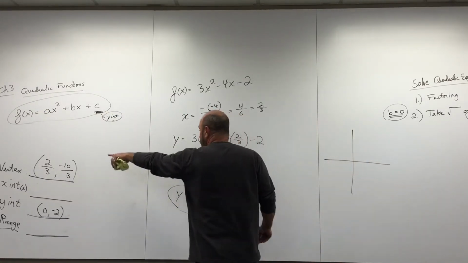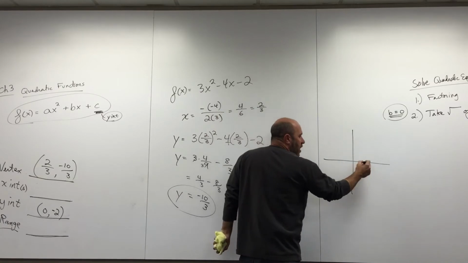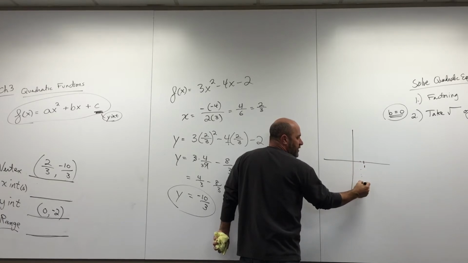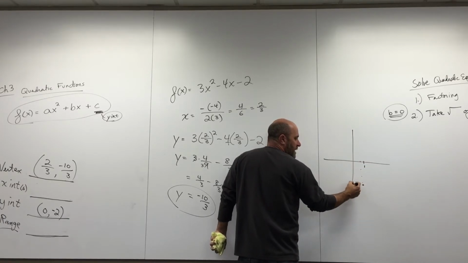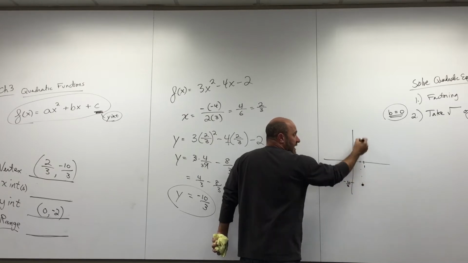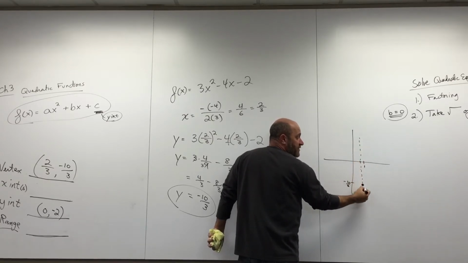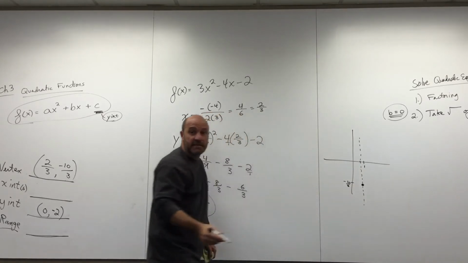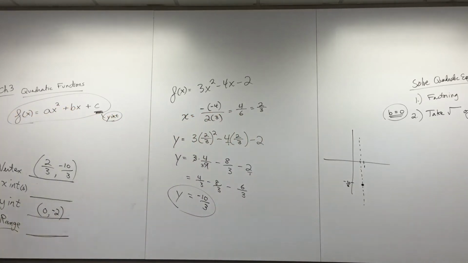That vertex is 2/3, -10/3. We already said 2/3 is, right here, I guess. And -10/3 is 1, 2, 3 1/3. If you don't mind, that's -10/3 right there. That's 2/3. And that's my vertex. This is where my little line of symmetry is here. I don't have to draw that line of symmetry, but that's it.